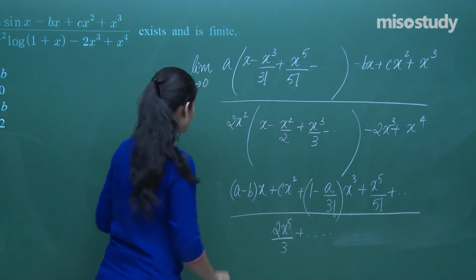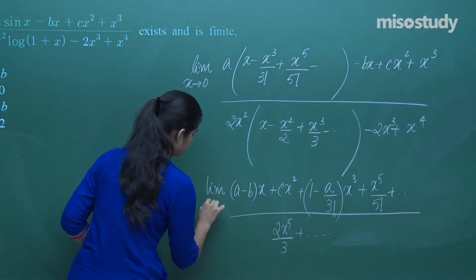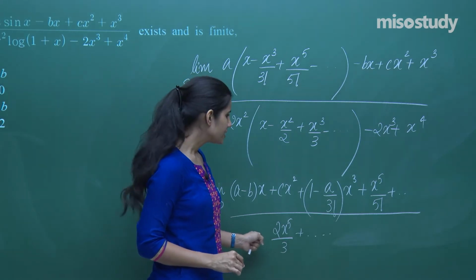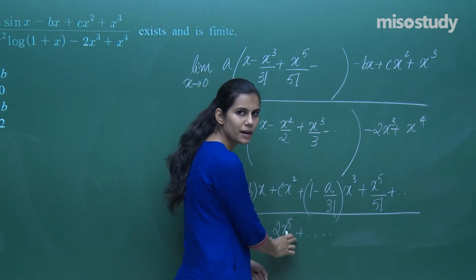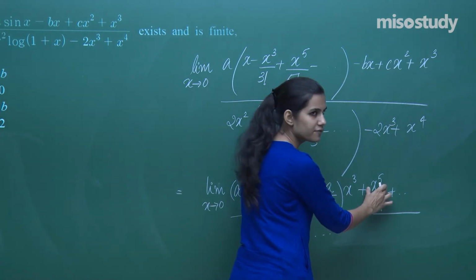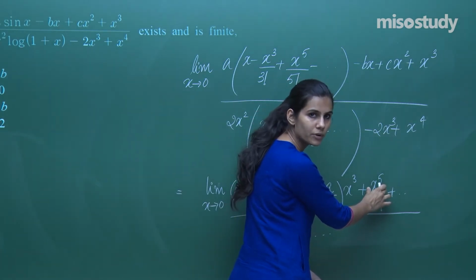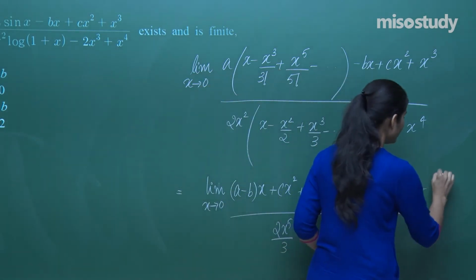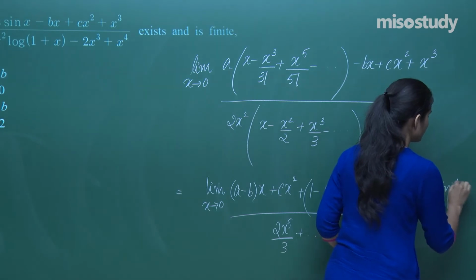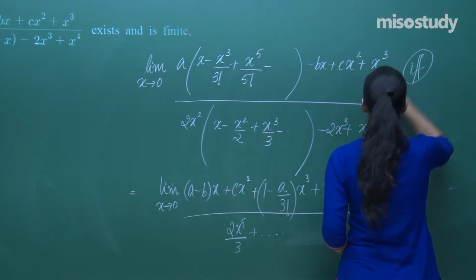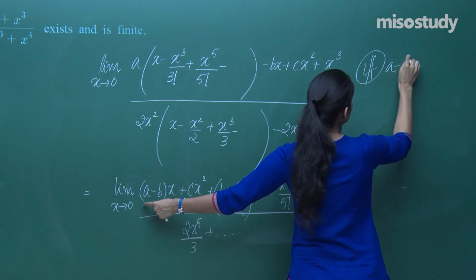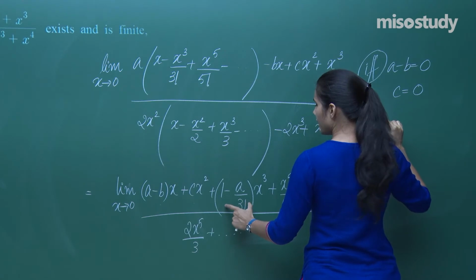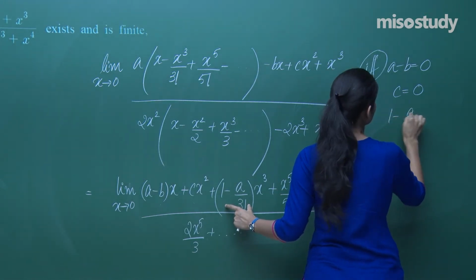The aim basically is to realize that this limit is actually turning out to be finite. If this is turning out to be finite, I am having x to the power 5 in the denominator, I should have x to the power 5 in the numerator as the first non-zero power, and therefore this has to be 0, this has to be 0, this has to be 0. So this is finite if and only if a minus b is 0, c is 0 and 1 minus a by 6 is 0.